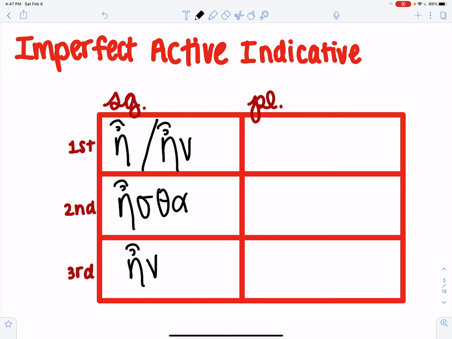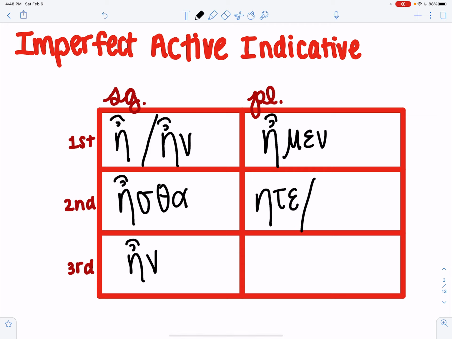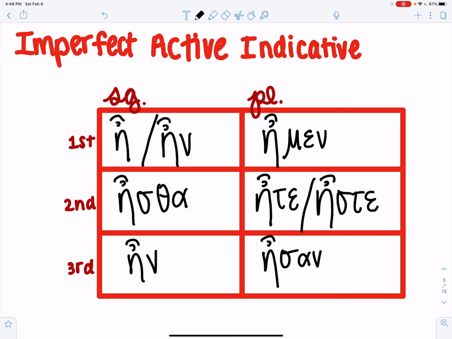And then first person plural, you have eta, mu, epsilon, nu, and unsurprisingly, smooth breathing and circumflex on that first eta. Then second plural, eta, tau, epsilon, or eta, sigma, tau, epsilon. Either one works. And again, smooth breathing, circumflex over the eta. And then in the third person plural, eta sigma alpha nu, smooth breathing, circumflex over the eta. And that's it for imperfect.